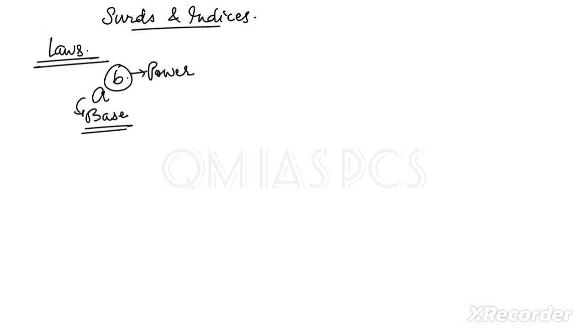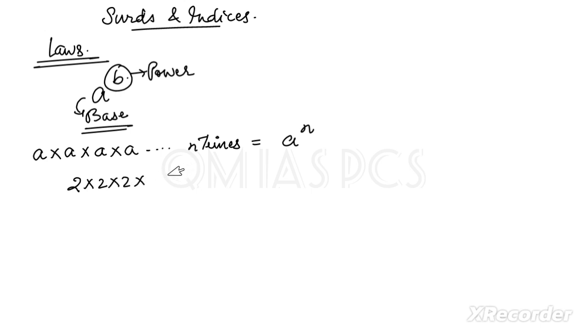So let's understand a few things. When you are multiplying the same number n times, what will happen? It will be like a to the power n, right? For example, if we are multiplying 2 ten times, what will be our value? It will be 2 power 10.